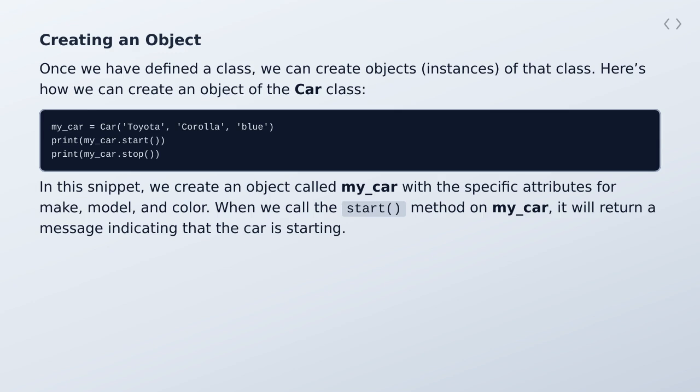In this snippet, we create an object called my_car with the specific attributes for make, model, and color. When we call the start method on my_car, it will return a message indicating that the car is starting.